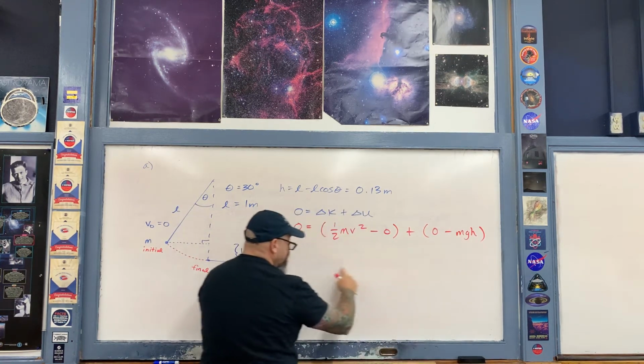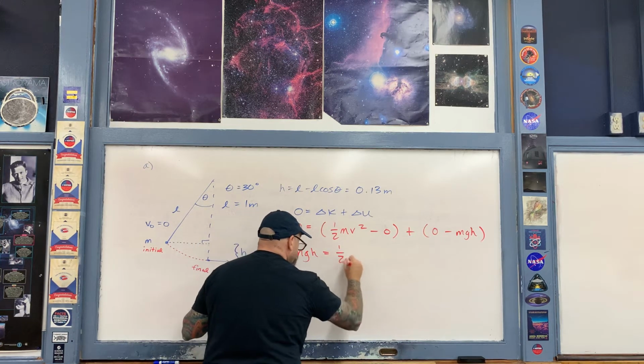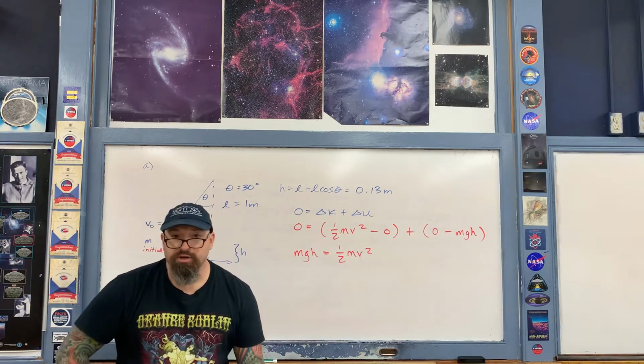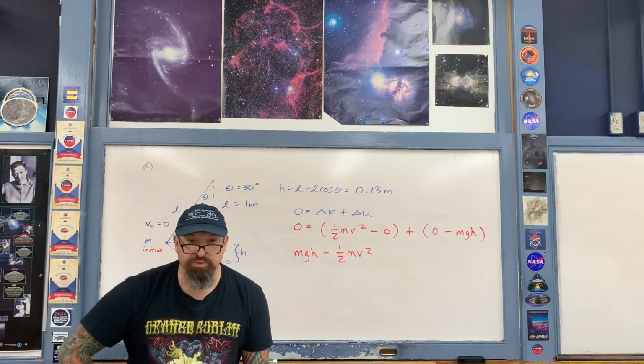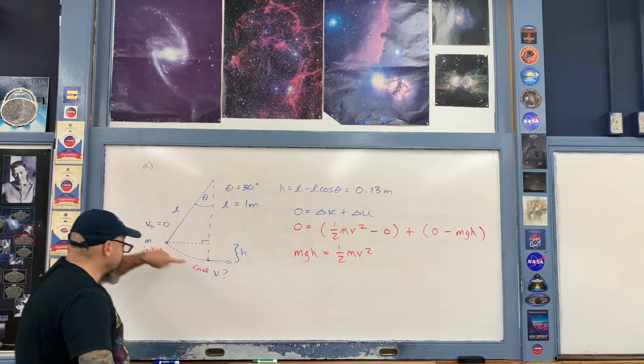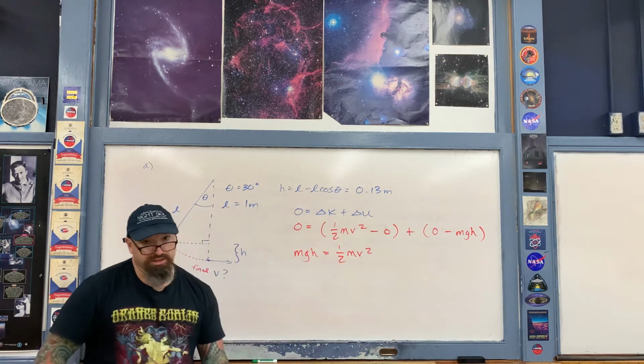I'm going to move the mgh to the other side. I'm going to go ahead and throw away all of my zeros as I do, like so. And then this right here is an expression of the energy transformation that takes place. And we now know exactly what it means. That is, all the potential energy that we start with here at the top of the swing turns into all of the kinetic energy at the bottom of the swing.